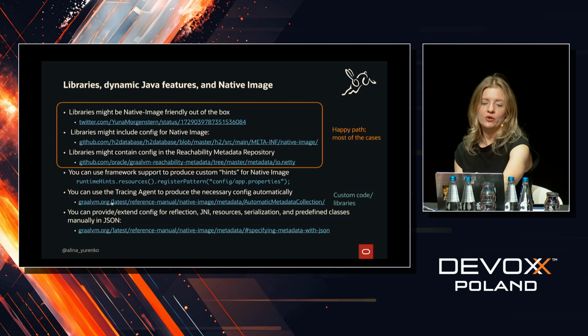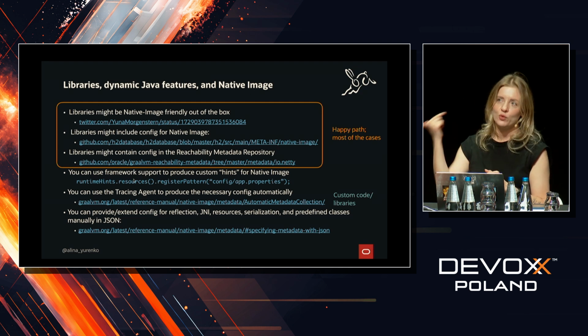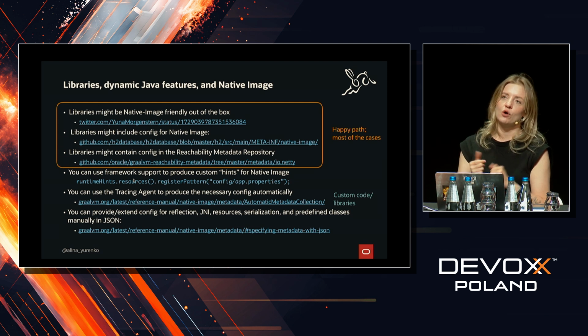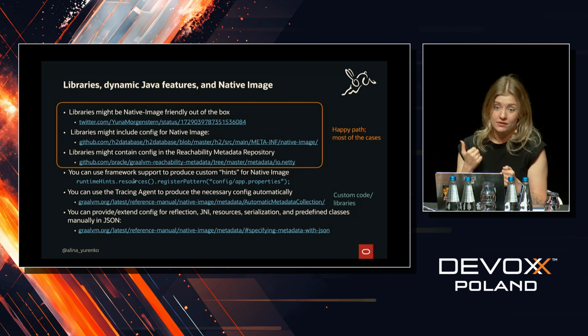So the next bullet point here is that if you are on a framework and framework version that is compatible with GraalVM and native image already, usually those frameworks offer some kind of programmatic way to create those hint files for native image.